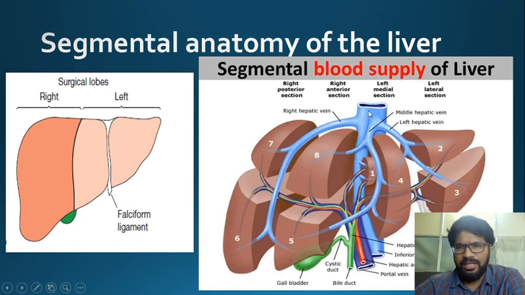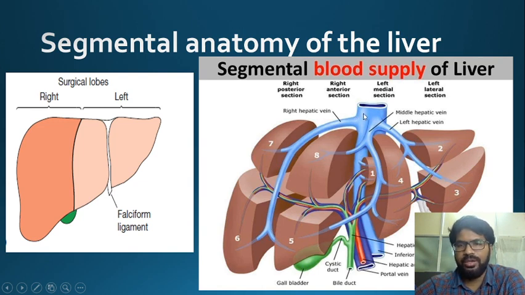The plane between these portal sectors is known as the intersectoral plane. In these intersectoral planes, the 3 main hepatic veins run and join the IVC. This is one intersectoral plane, this is another, and this is another. So there are 4 portal sectors and 3 intersectoral planes through which the hepatic veins run.